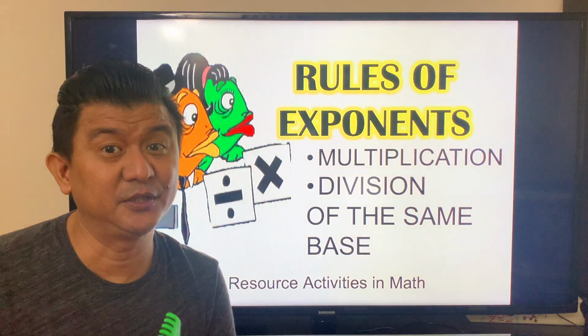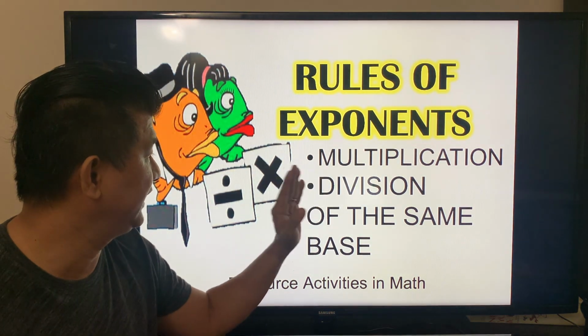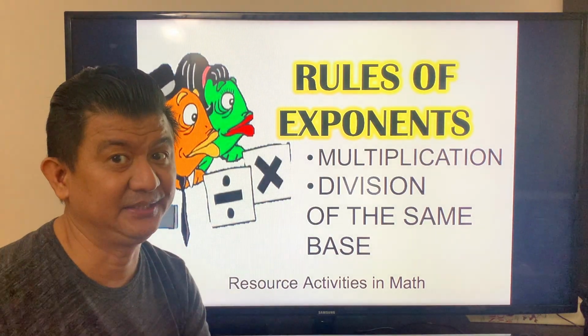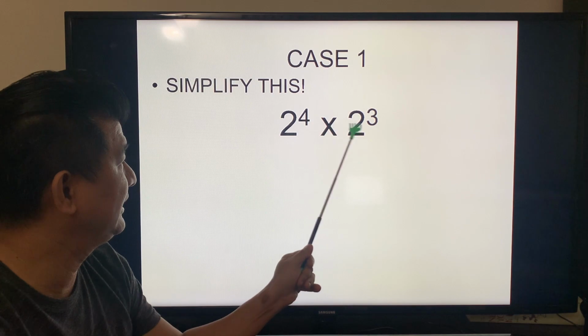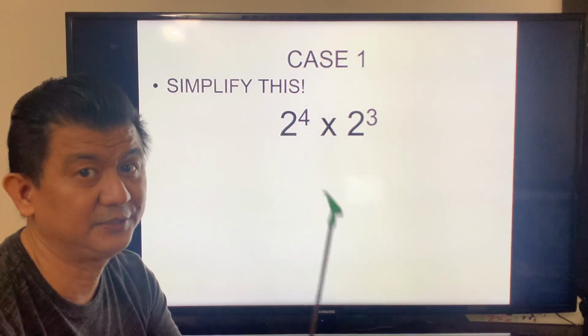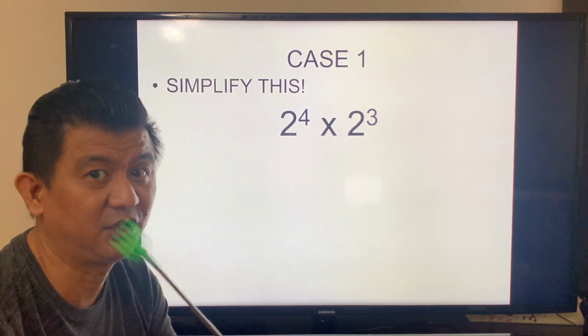So now we talk about the rules of exponents, and we begin with multiplication and division of the same base. Case number 1. Check this out. I have 2 to the 4th times 2 to the 3rd power. What shall I do? Before we think of a shortcut, let's do the long way first and discover it.